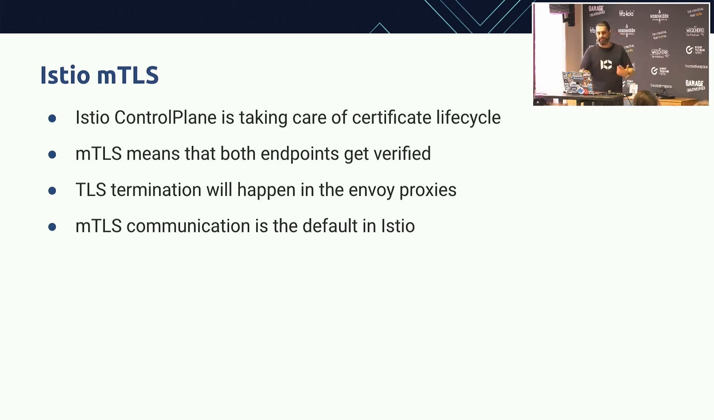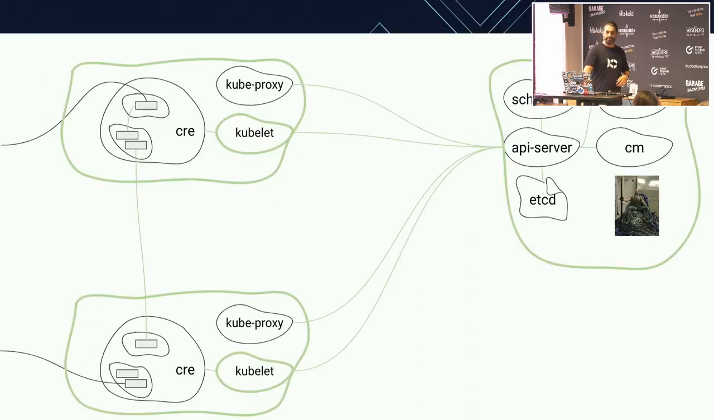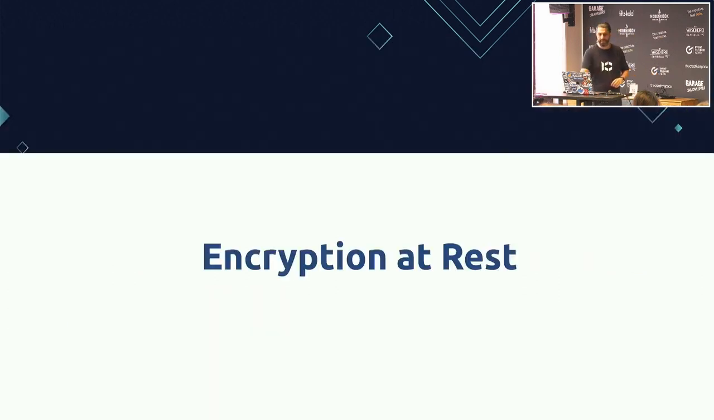For Istio, the control plane takes care of the whole certificate lifecycle, and mTLS is the default for Istio. So you took care of the transportation part as well, but what about encryption at rest?